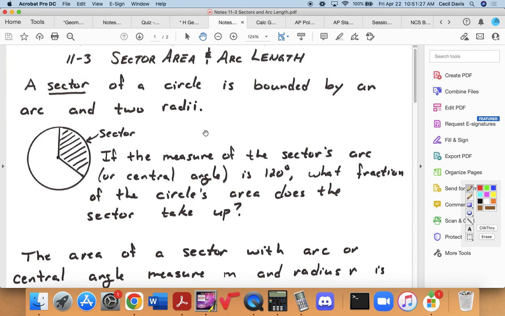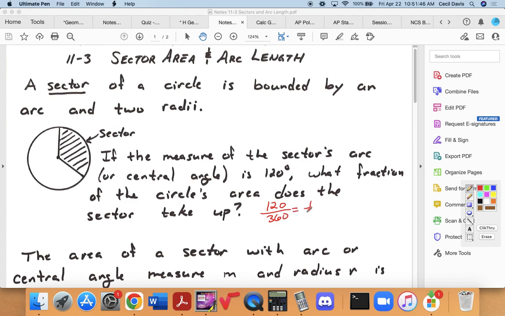1/3. How did you get that? 360 divided by, yeah, so that's 3, not 1/3. 3 sections of the circle. 120 divided by 360 is 1/3. Well, it doesn't always come out to be something quite so nice.